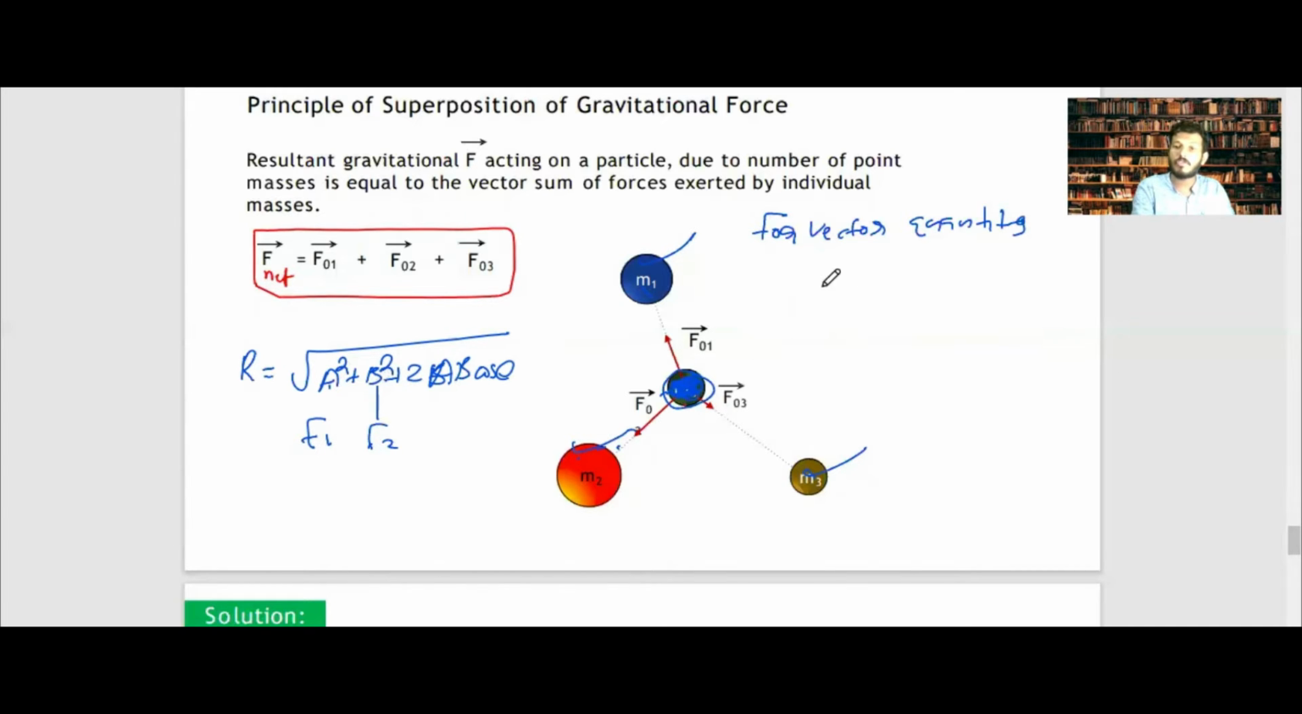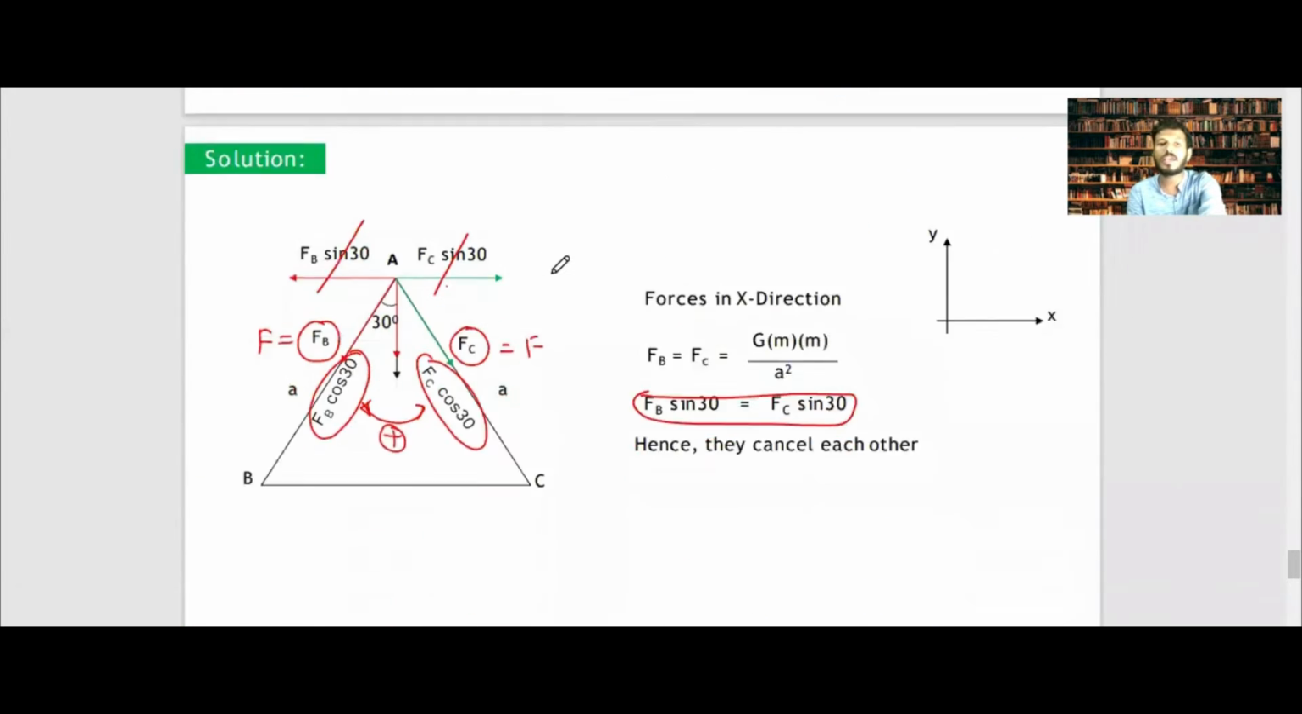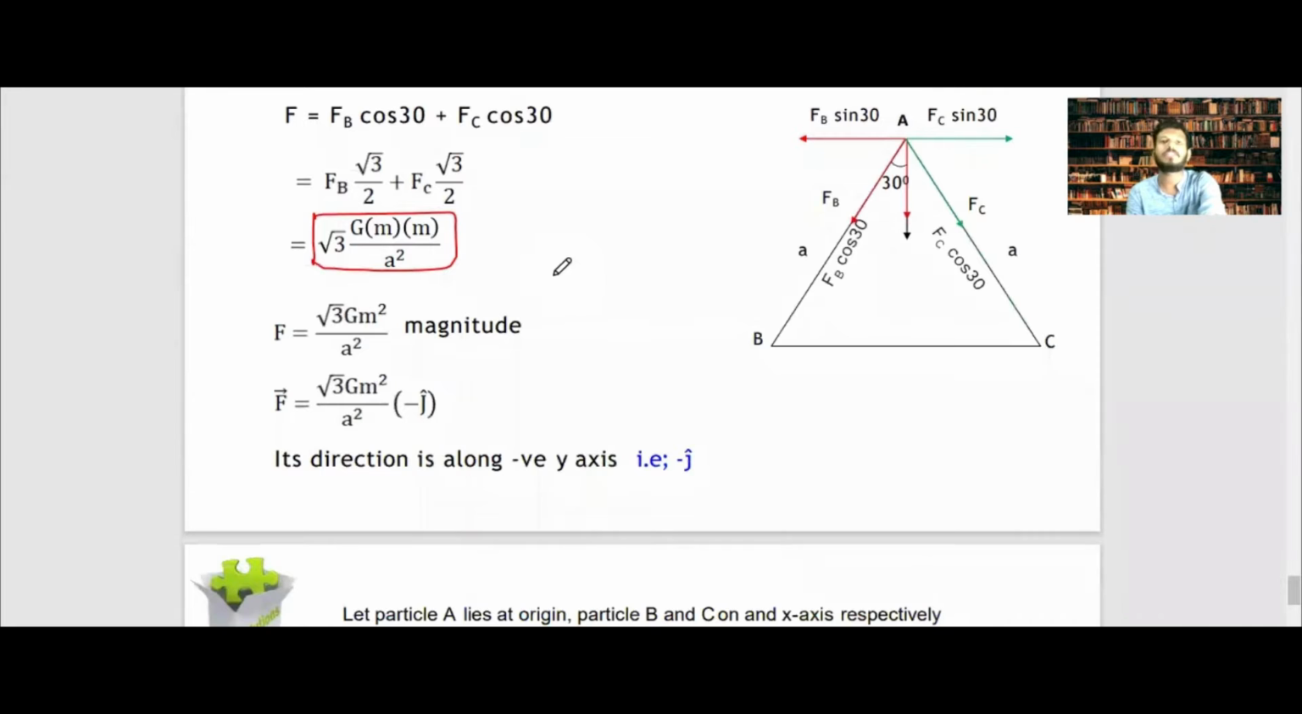Here A is F1 and B is F2. Here there is also another force, F3. So this one is that force, this one is that force, and this one is that force. There are three forces, so to calculate the net force we need F1 plus F2 plus F3. We have to add these three forces, but that addition is not scalar addition, it is vector addition. So by using the vector resultant formula, we can add these forces.